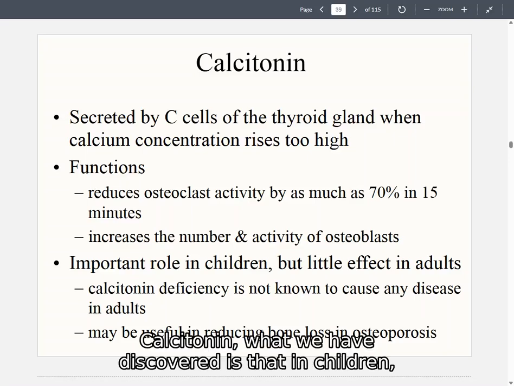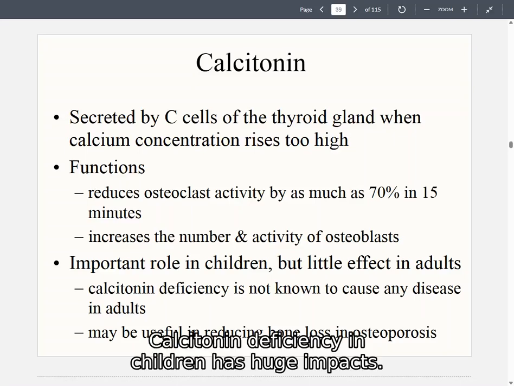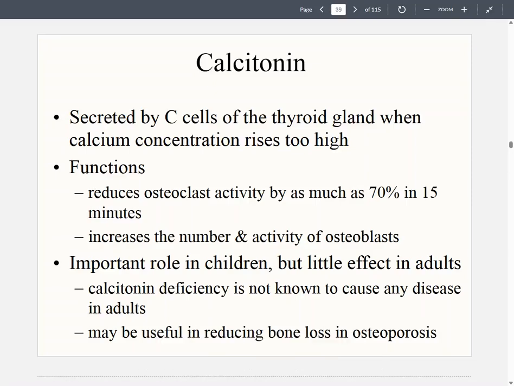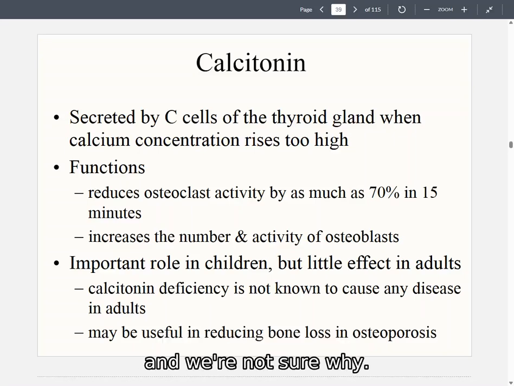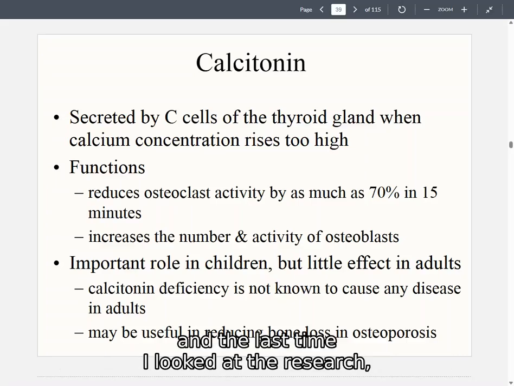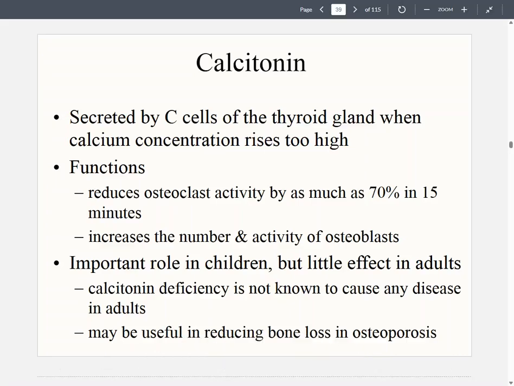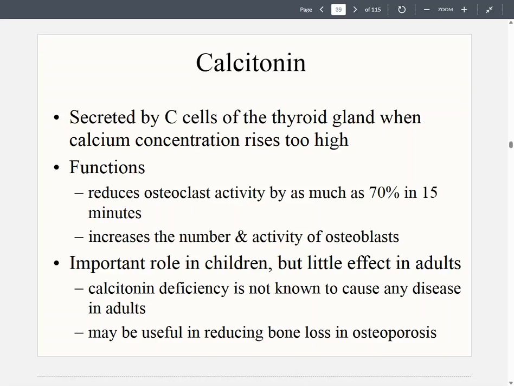Calcitonin, what we have discovered is that in children, it's super, super important. Calcitonin deficiency in children has huge impacts, but we haven't seen that same impact in adults, and we're not sure why. At least when the textbook was published and the last time I looked at the research, which admittedly I haven't looked into this in the past couple of years. So this could have changed.